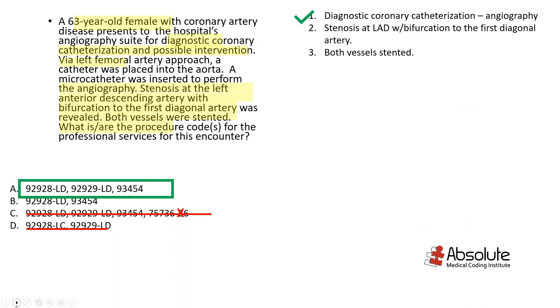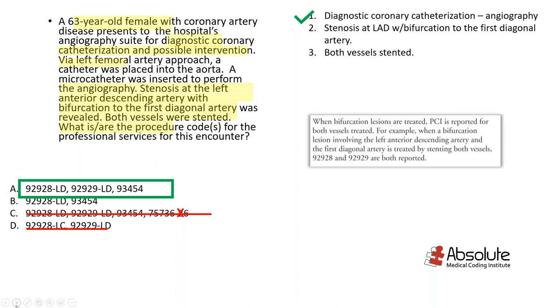Actually, I jumped ahead. We know that when bifurcation lesions are treated, we report PCI for both vessels treated. B only gives us one intervention code and one imaging code. That's why B is wrong. A is the one that gives us both, 92928 and 92929, which is what our guideline directly tells us to code. That's excellent. And we eliminate B. Did everybody follow me? I think I jumbled that a little bit. All right, let's keep moving. We have another scenario or two.